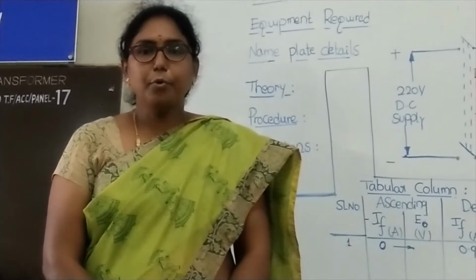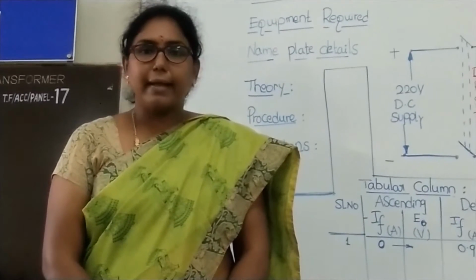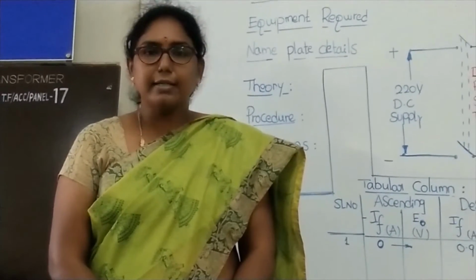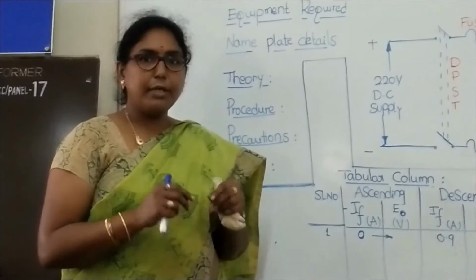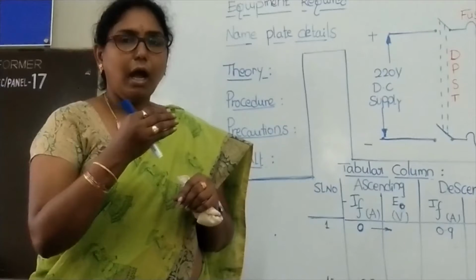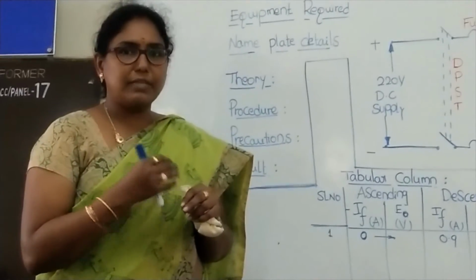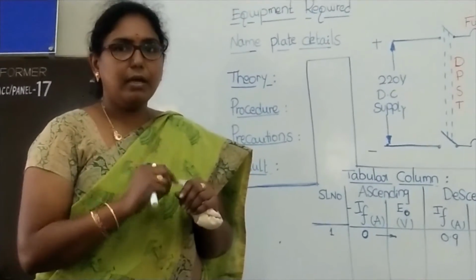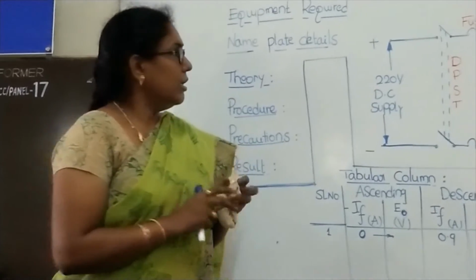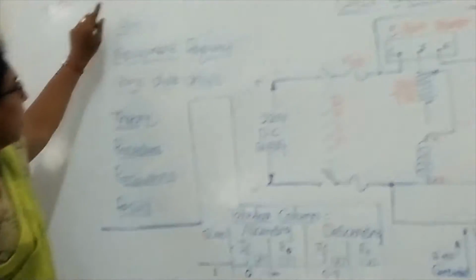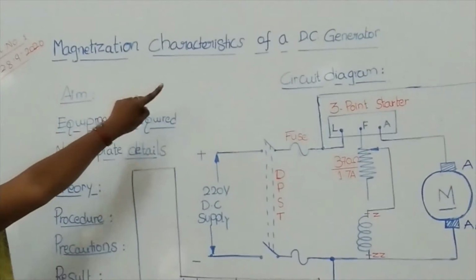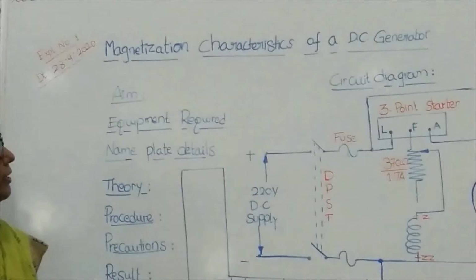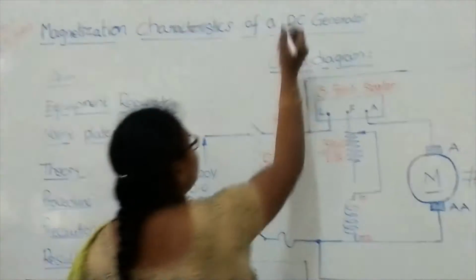Now today I am going to explain the magnetization characteristics of a DC shunt generator. As it is the first class, I would like to explain how to write the observation part as well as the record part in the notebook you have. First of all, every experiment has a title, like magnetization characteristics of a DC shunt generator.